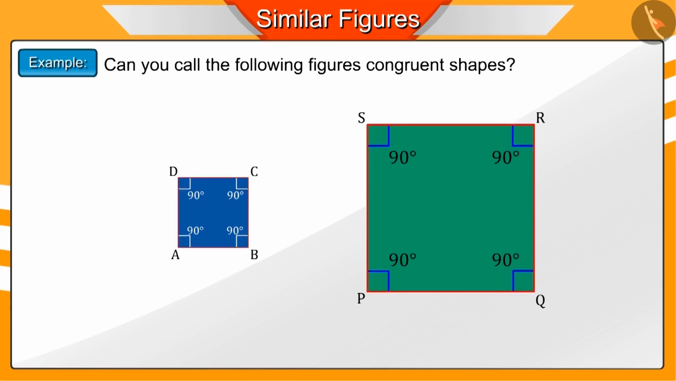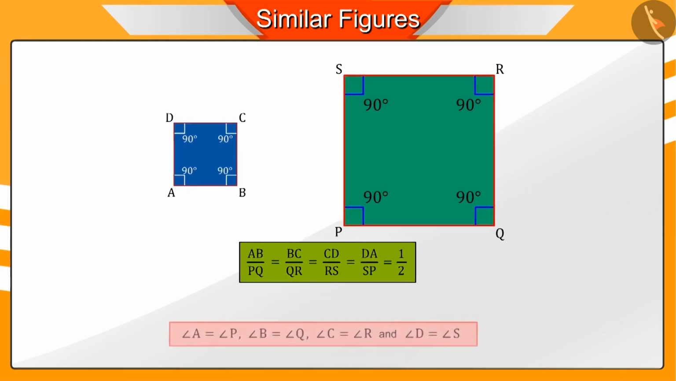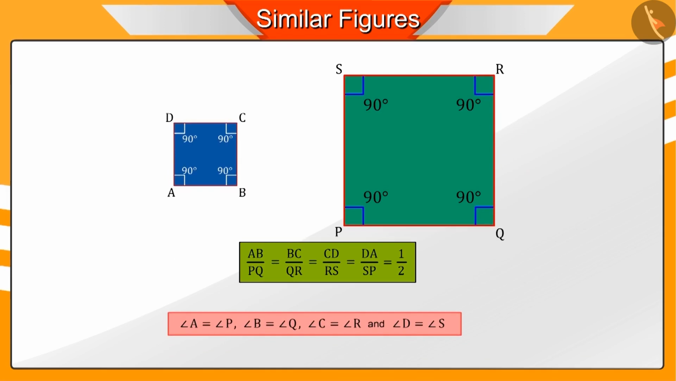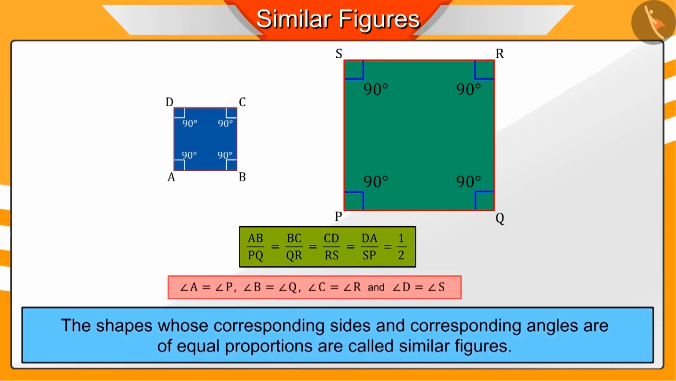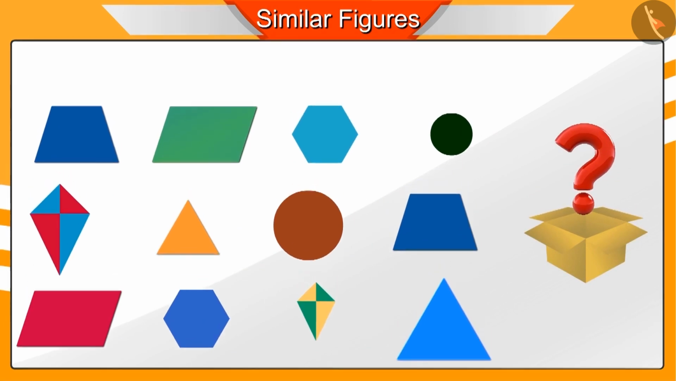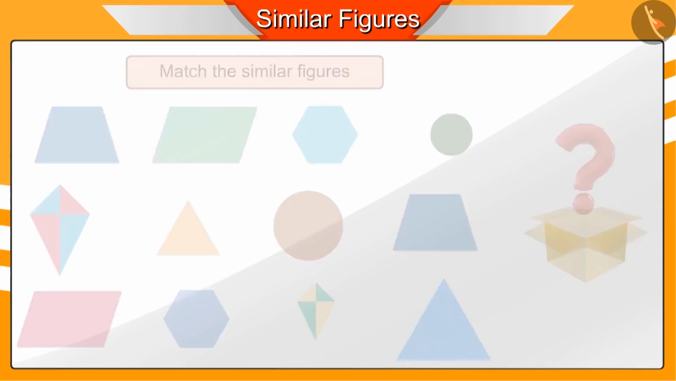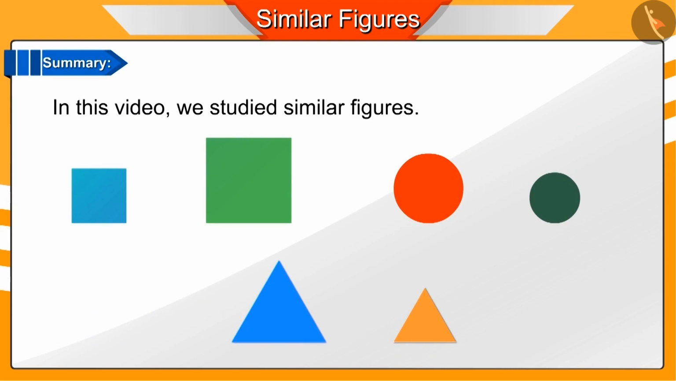Since the corresponding sides of these two figures are equal in proportion and their corresponding angles are also equal, we call them similar figures. The shapes whose corresponding sides and corresponding angles are of equal proportions are called similar figures. Now, can you match similar figures from these figures? In this video, we studied similar figures. In the next video, we will see some interesting examples based on it.